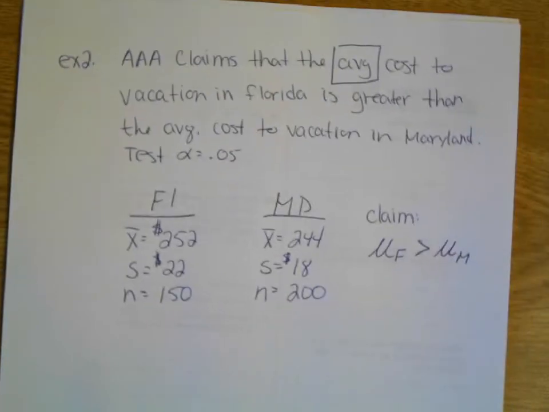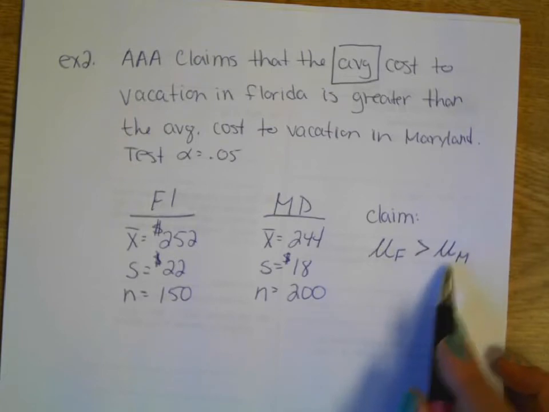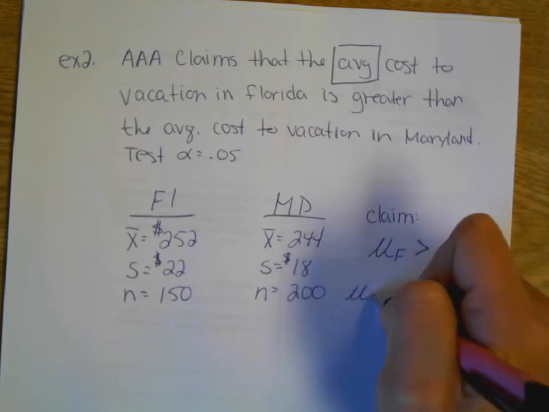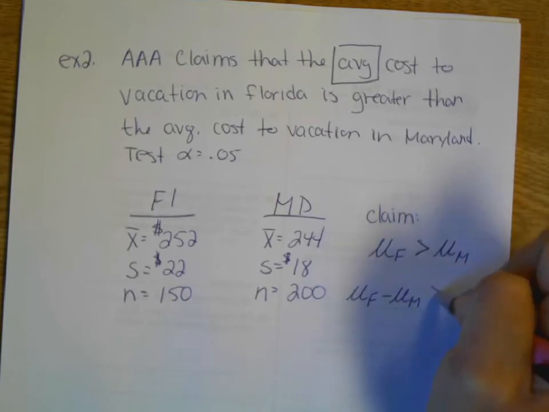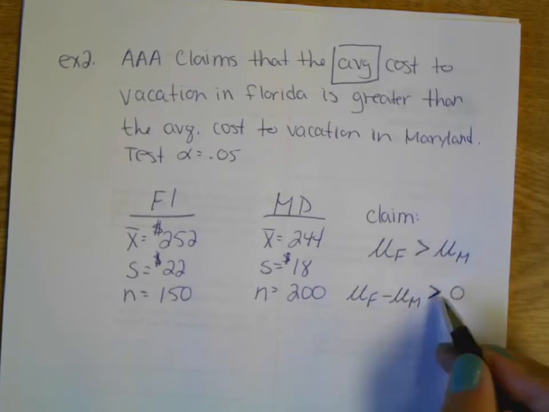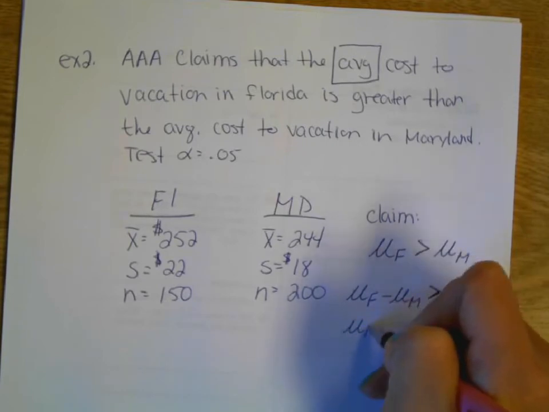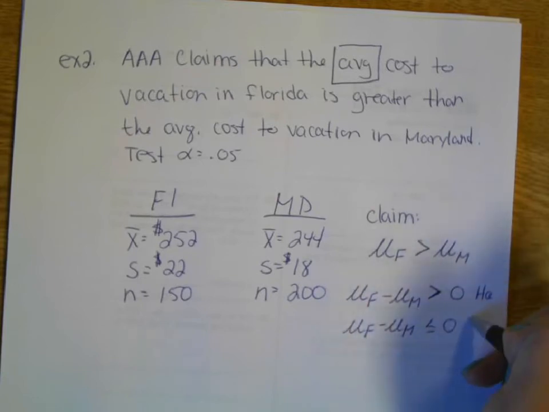Could I have said the mean for Maryland is less than the mean for Florida? Absolutely. But we have to write them as a difference now. You start out with that, but then you rewrite it with a subtraction in it. So I'm going to subtract the mean from Maryland over here. So the claim gets rewritten as the difference, the mean for Florida minus the mean for Maryland is greater than 0. So the claim is still the Ha. The H0 will be that the difference is less than or equal to 0.